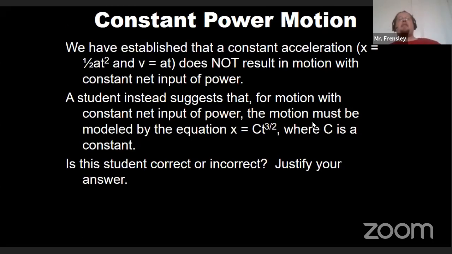So here we go. We've established that a constant acceleration is not a motion that has a constant input of power. Those two things can't happen at the same time. So let's say you have this hypothetical student, right? And the student says, for motion with a constant input of power, the motion has to be modeled by x equals c t to the 3/2. Notice that's not a constant acceleration because that has to be t squared for a constant acceleration. t to the 3/2, where c is a constant.